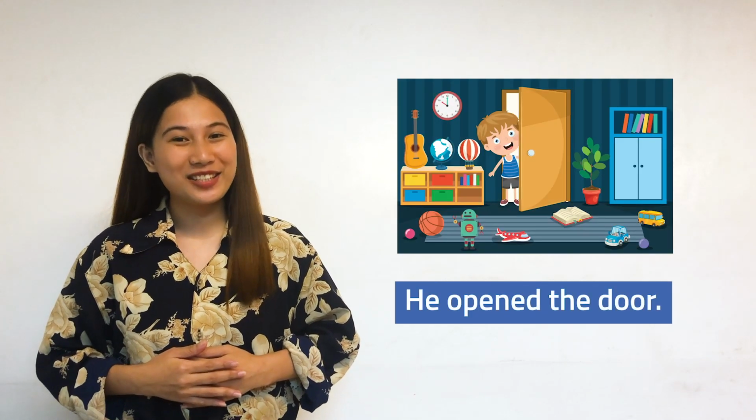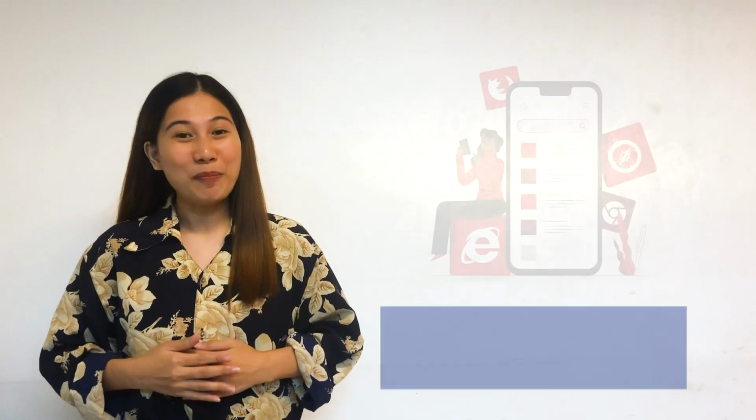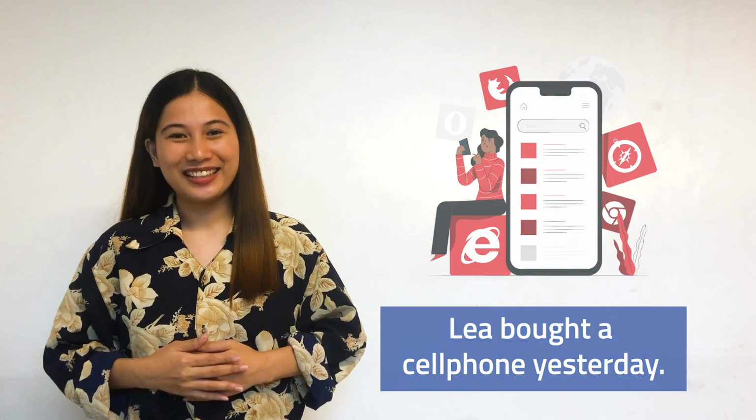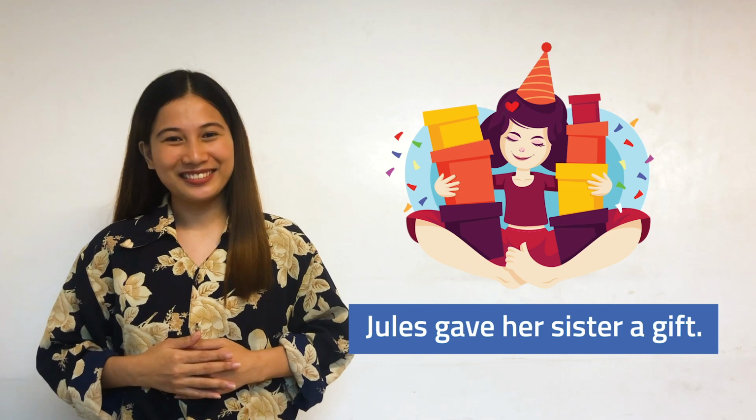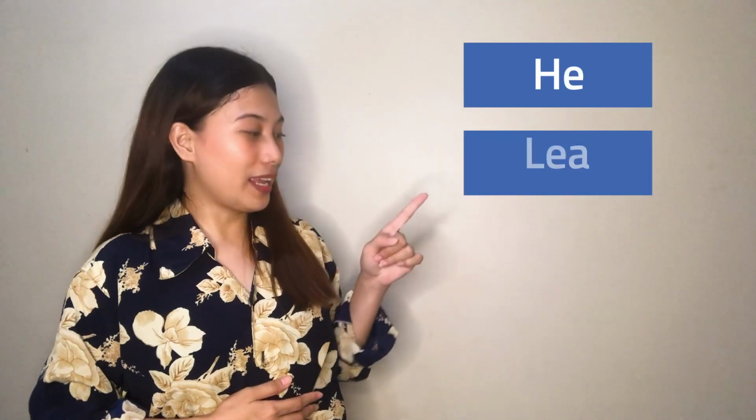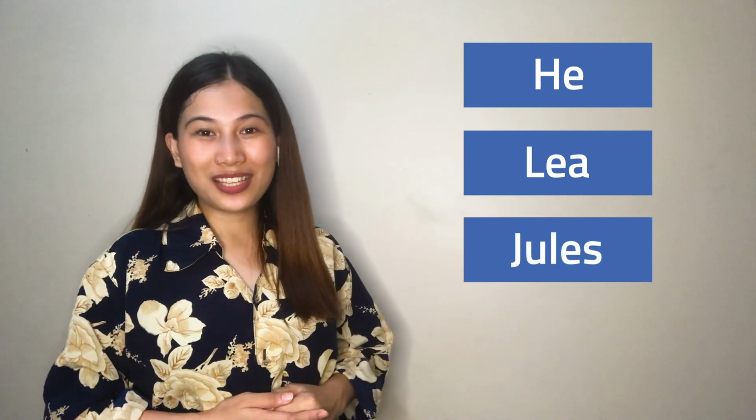He opened the door. Leia bought a cell phone yesterday. Jules gave her sister a gift. Who are the doers of the actions in these sentences? Right, it's he, Leia, and Jules. Can you create one active voice sentence? Awesome! Let's move on to the passive voice.